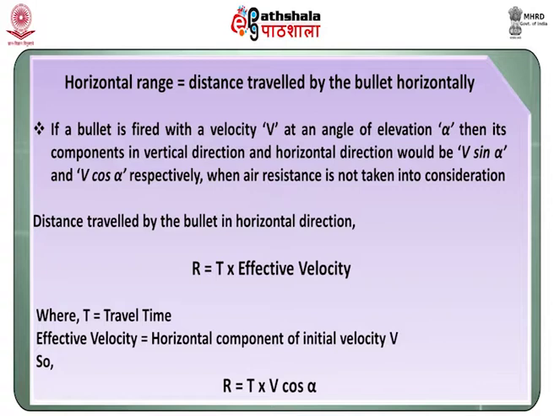If a bullet is fired with a velocity v at an angle of elevation alpha, then its components in the vertical direction and horizontal direction would be v sin alpha and v cos alpha respectively, when air resistance is not taken into consideration. Distance traveled by the bullet in the horizontal direction, r, is equal to t multiplied by effective velocity, where t is the travel time. Effective velocity is equal to the horizontal component of initial velocity v. So, r is equal to t multiplied by v cos alpha.